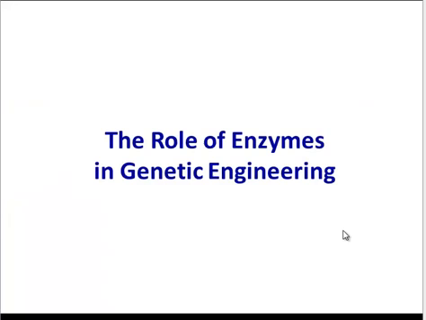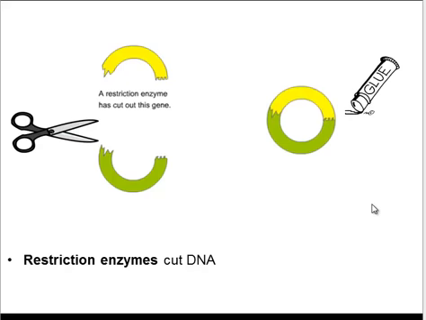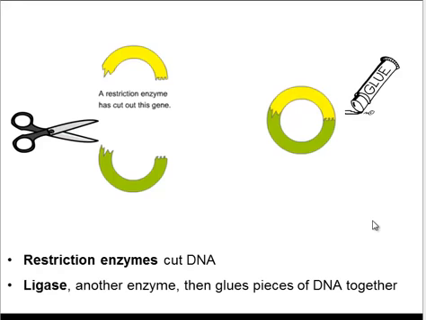Genetic engineering relies on enzymes, two types in particular. So let's take a few minutes to see the role of these enzymes in genetic engineering. One of these enzymes kind of acts like scissors. It's known as a restriction enzyme, and its job is to cut DNA at particular sequences. And then there's another enzyme known as ligase, and its job is to glue DNA back together.